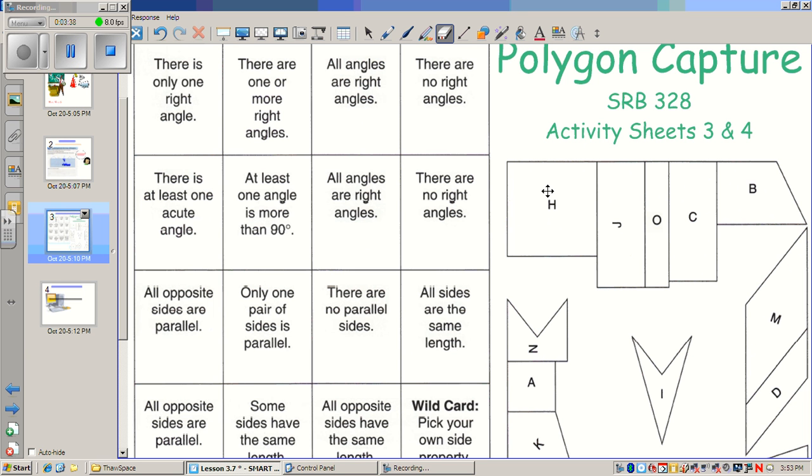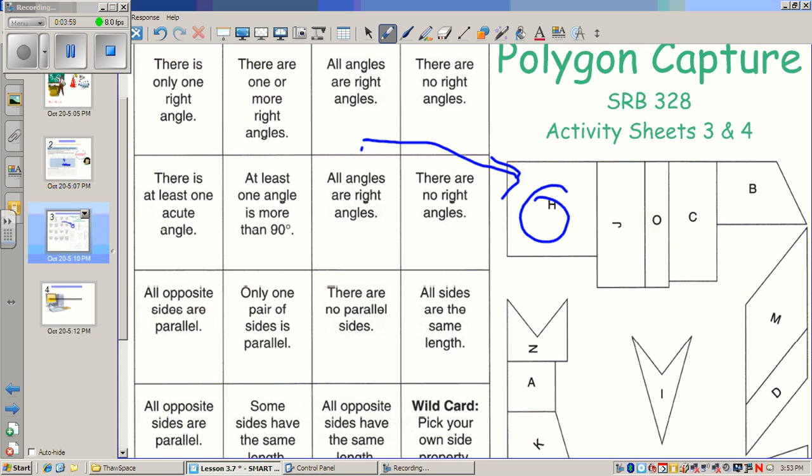So it says there are one or more right angles. Okay, all angles are right angles. Well, then that would be perfect to use for H, right? H would be perfect for that one. So I know that those two would go together. Okay, there are no right angles. Okay, there's at least one acute angle.